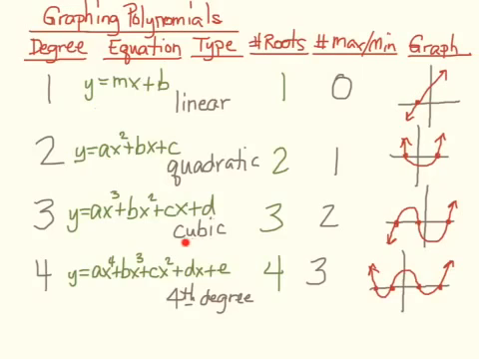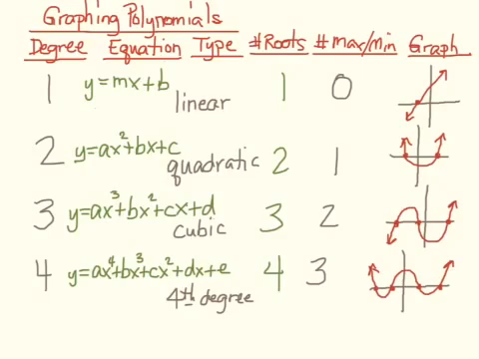A cubic graph will hit the x-axis 3 times. 1, 2, 3. And a fourth degree will hit the x-axis 4 times. 1, 2, 3, 4, or at least they'll have 4 roots.